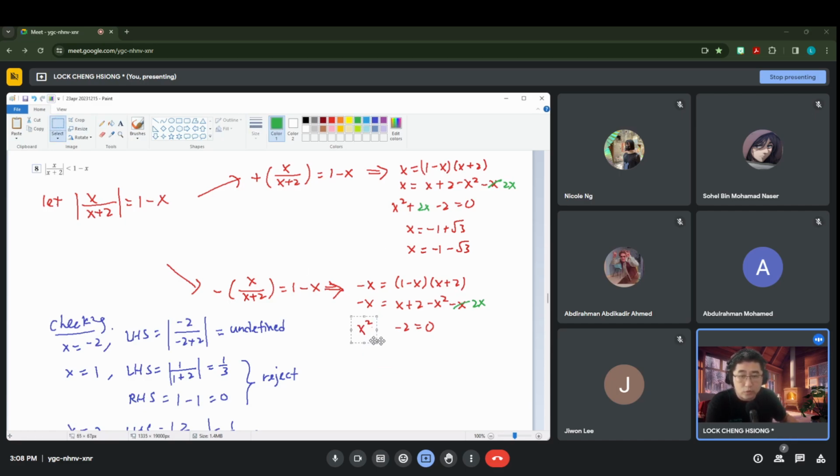This one is minus x, minus 2x, minus 2x, all gone. So you have there this. So x equals 2 plus minus square root 2.